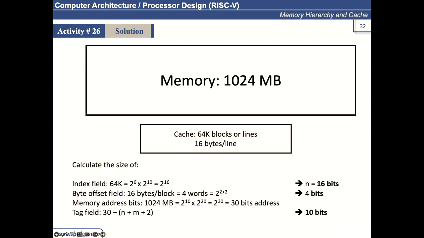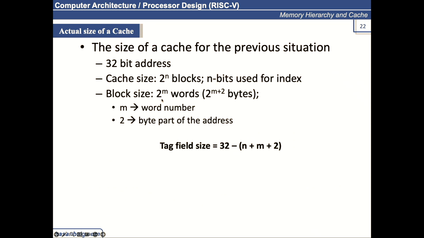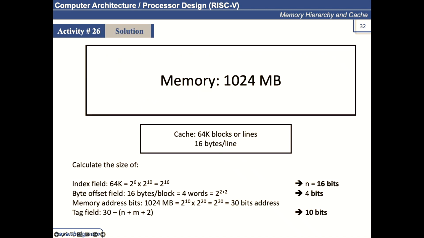So if I were to pull this slide here, you see 2 to the power m words. So there, 2 to the power how many words? 4 words, okay? So we were looking for the byte offset. 2 to the power m plus 2 is the total number of bytes. Okay? Any other question? Yep.